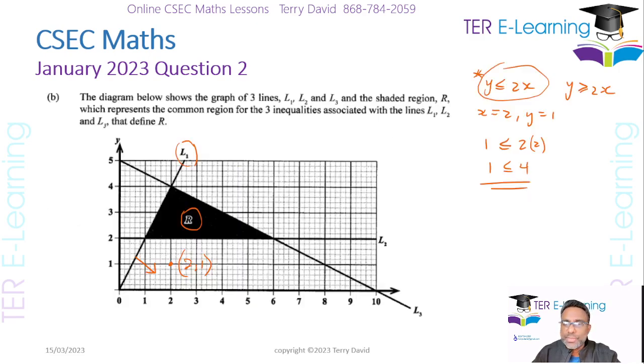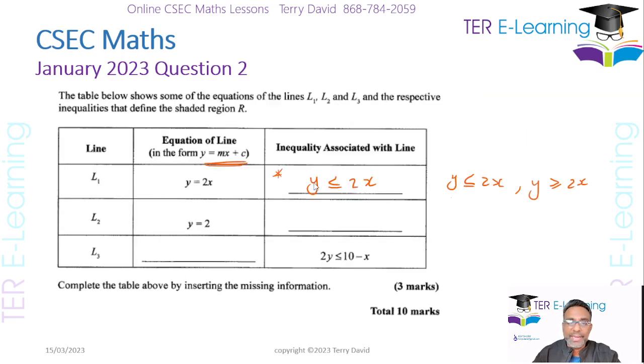So L2 is which line? L2 is across here. Now if I want the common region to be R, it means that L2, the inequality has to be pointing upwards. We have to shade that region. So therefore, because it's a horizontal line, that's pretty easy. It has to be y is greater than or equal to 2. So this one is straightforward. It's above the line. So therefore, the inequality is y is greater than or equal to 2. That's it. Nothing fancy for that one.